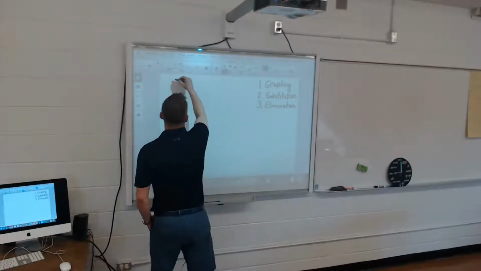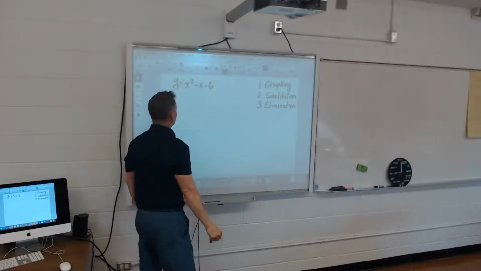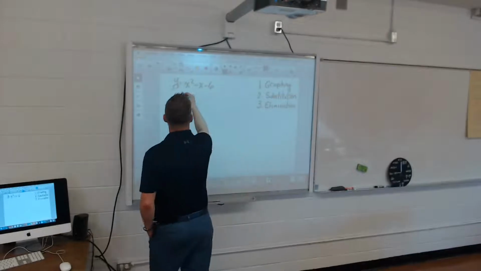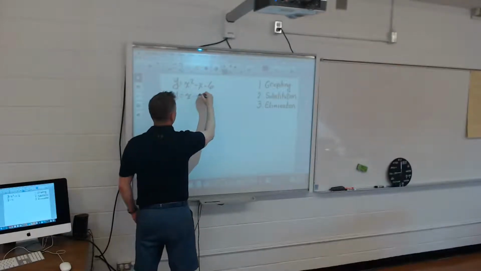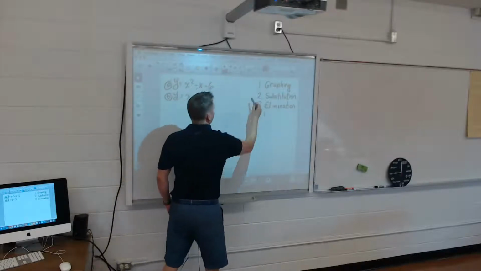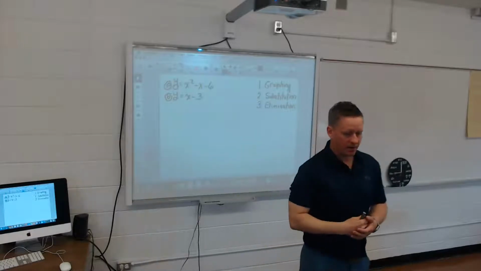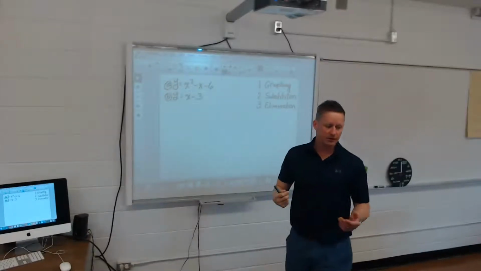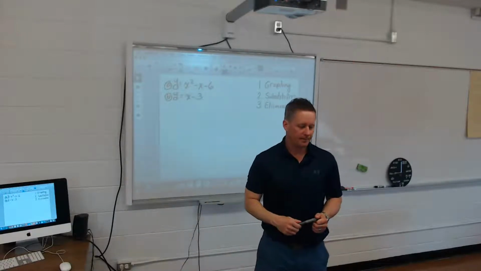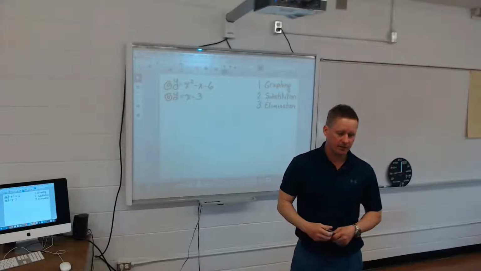Okay, so I'm going to use the example on page 345. So they have y equals x squared minus x minus 6 and y equals x minus 3. So we have a linear and a quadratic equation, and we want to know the number of intersection points and where those intersection coordinates are. So the substitution method, this one's already set up for substitution method. It's actually set up for elimination as well.